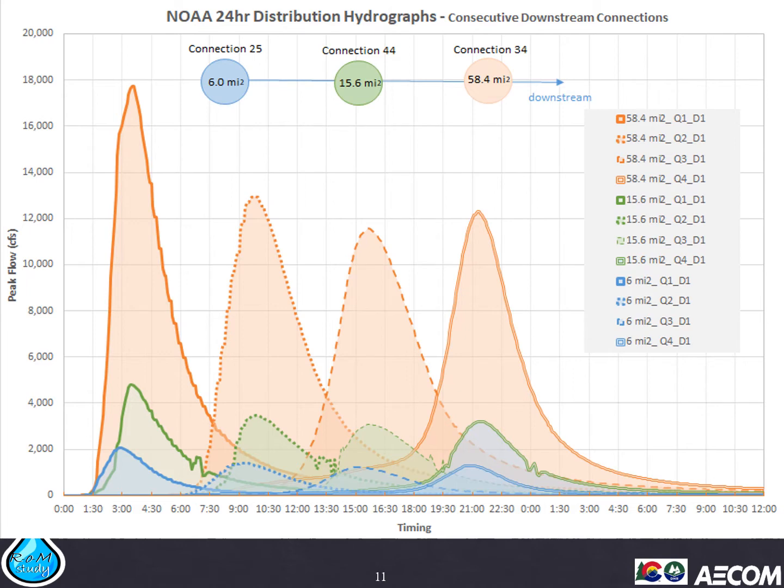Continuing with the same three connections, we're going to compare differing NOAA distributions, all using the 24-hour duration over the next 3 slides. This one shows the first decile of the 4 quartiles. The next slide will show the 9th decile of the 4 quartiles, and the following will show the 5th, or the median decile. So you can see here the first decile, first quartile, gives the largest and most peaky response with a steep ramp up and then a limited tail here.